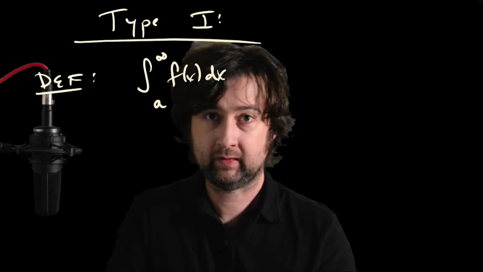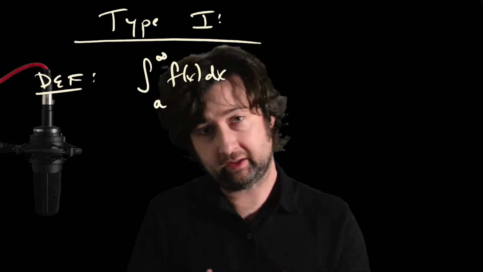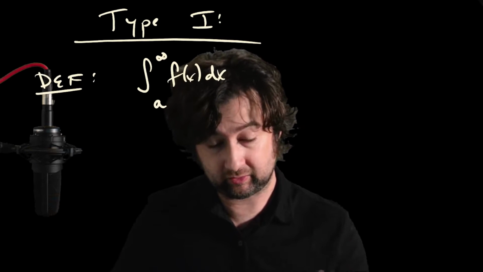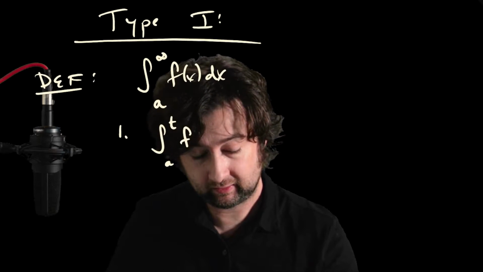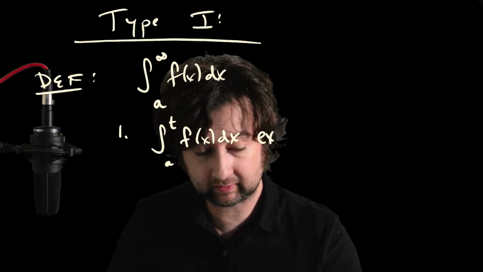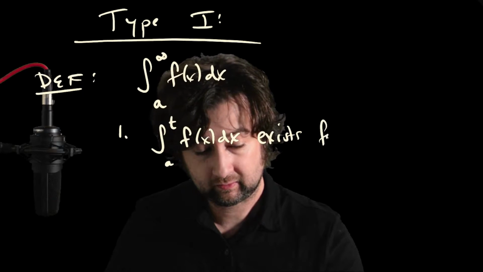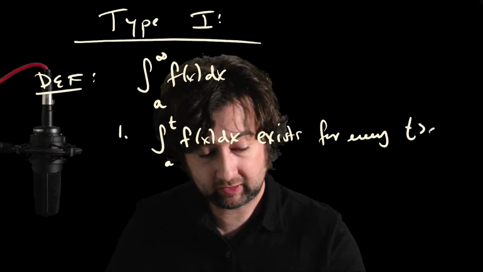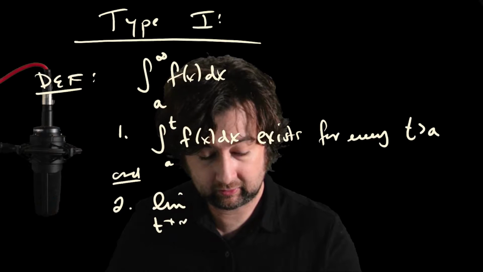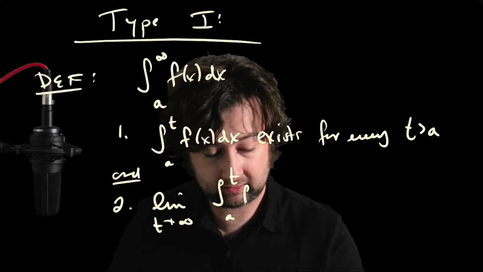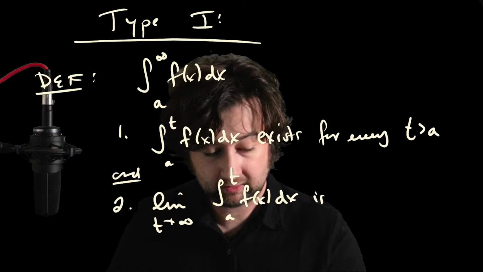So what we say is that the integral from a to infinity of f of x dx is going to be a quantity that makes sense if the following conditions hold. 1, the integral from a to t of f of x dx exists for every t bigger than a, and 2, the limit as t goes to infinity of the integral from a to t of f of x dx is defined.